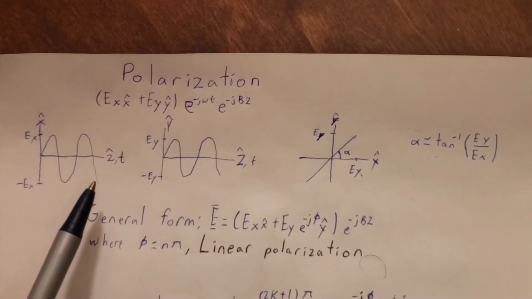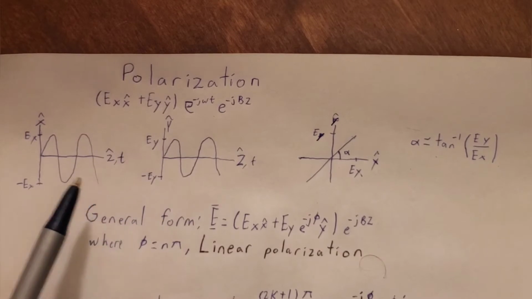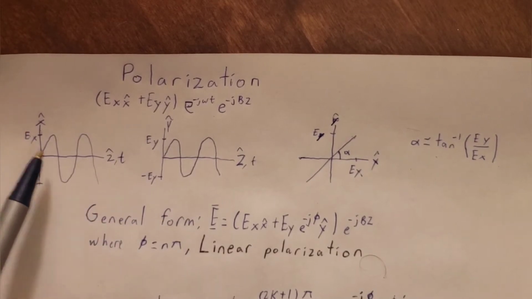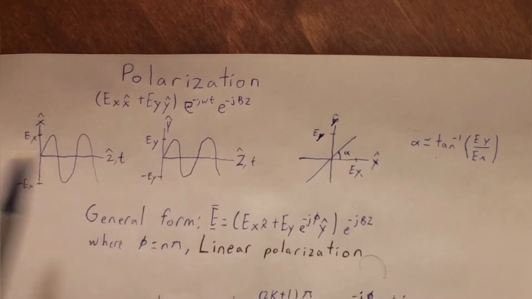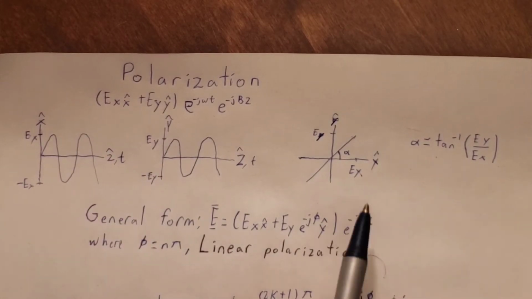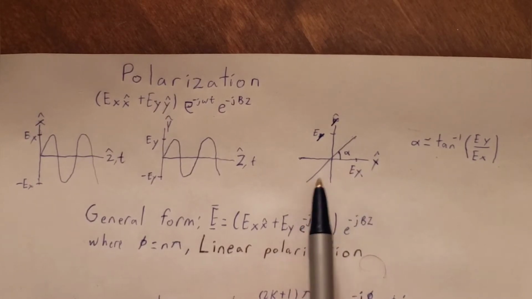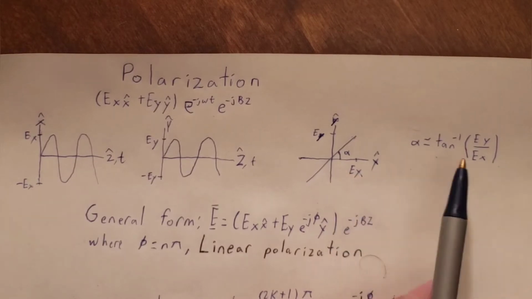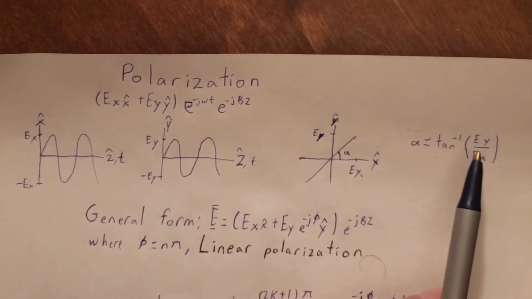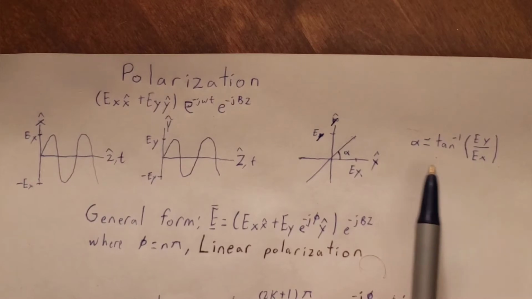We can see this graphically either over z hat or time, where we have an amplitude Ex and Ey in either the x hat or y hat directions. If you look at the xy plane, you can trace the tip of the electric field, which gives us a line with an angle defined as arctan of Ey over Ex.